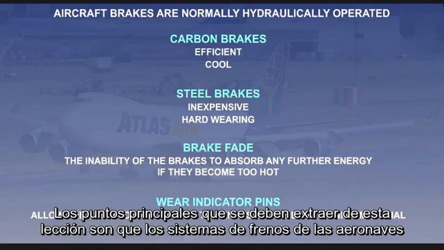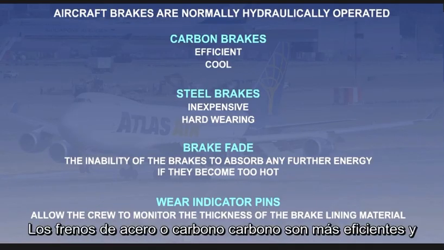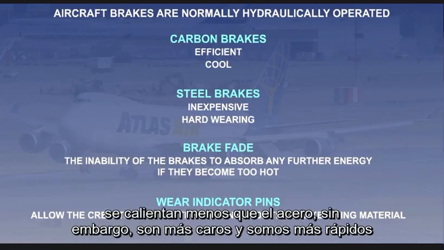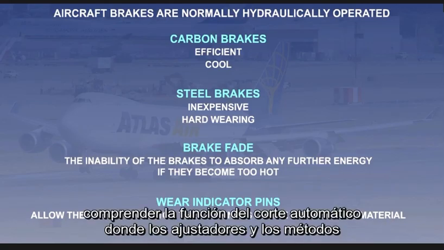The main points to be taken from this lesson are that aircraft brake systems are normally hydraulically operated, and the discs are manufactured from either steel or carbon. Carbon brakes are more efficient and heat up less than steel. However, they are more expensive and wear more quickly. You should understand the problem of brake fade. And finally, you should understand the function of automatic brake wear adjusters and the methods used for indicating wear.